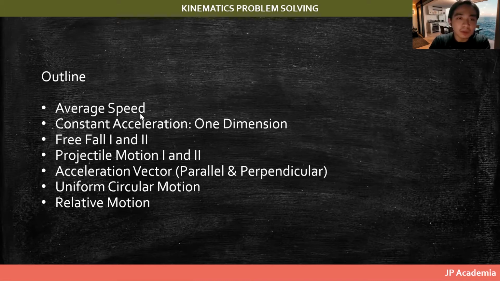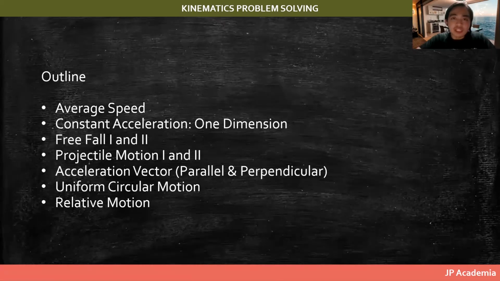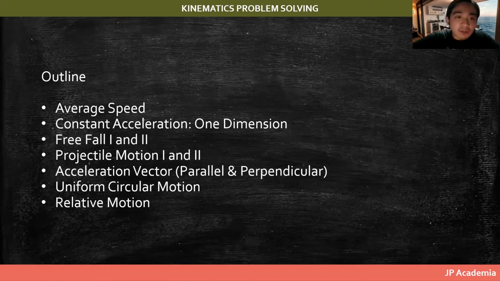So first may problem ako regarding average speed, then constant acceleration, one dimension, mga translational motion lang. Then free fall, may dalawang problems ako. Projectile motion, may dalawang problems din ako. Acceleration vector, ito yung pinagkaiba or yung importance ng parallel and perpendicular component ng acceleration vector. Then we have uniform circular motion problem. Yung last ay relative motion problem.